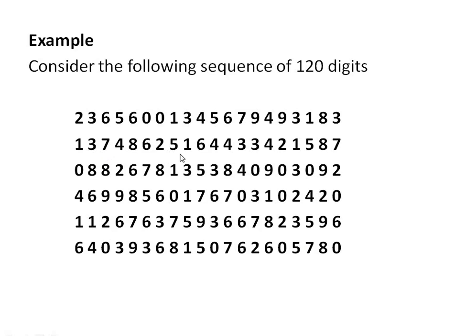You have to continue the same process for all the digits. Next, you take 1. The first appearance of 1 is here, and the second appearance is here. So there are 9 digits in between 1 and 1. So the gap between the first occurrence of 1 and the second occurrence of 1 is 9.